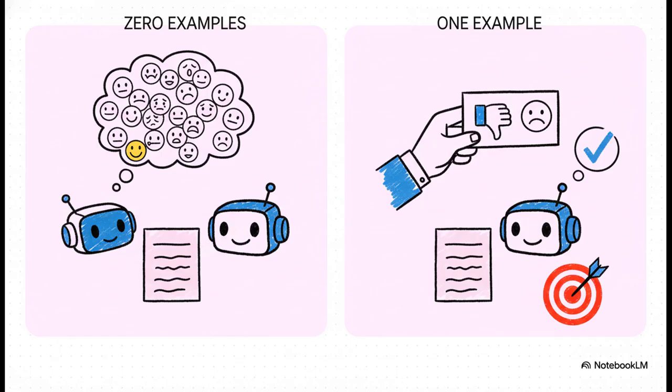It's pretty incredible, right? On the left, the zero-shot prompt. The AI is just guessing. But on the right, we give it one example. We show it that "the product is terrible" means negative. Instantly, we've given it a signpost. That one little clue gets rid of all the guesswork and points the AI exactly where we want it to go.